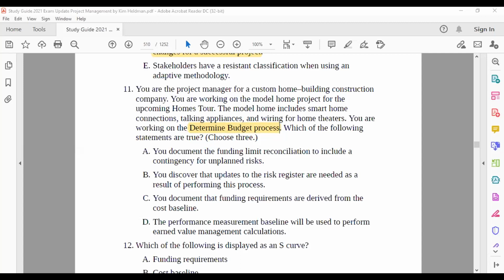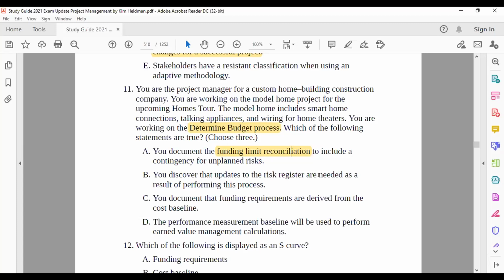Abubakar, no. Exactly, Mr. Mohsen. They are the correct answers. Vaibhav, no, look, you document the funding limit reconciliation. Funding limit reconciliation we perform during monitoring and controlling, while the determine budget process is in the planning stage. So A can never be the answer, because determine budget is planning, reconciliation is during executing and monitoring and controlling. So they are opposite to each other. It means B, C, and D should be the right answer, but let's read it.